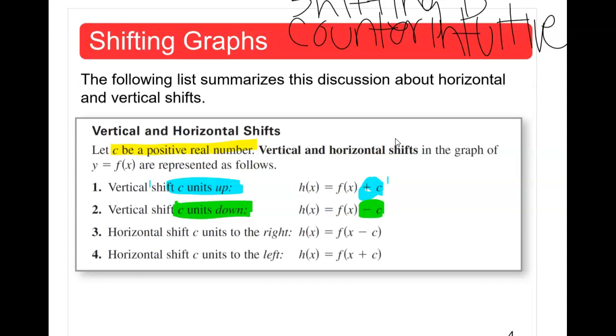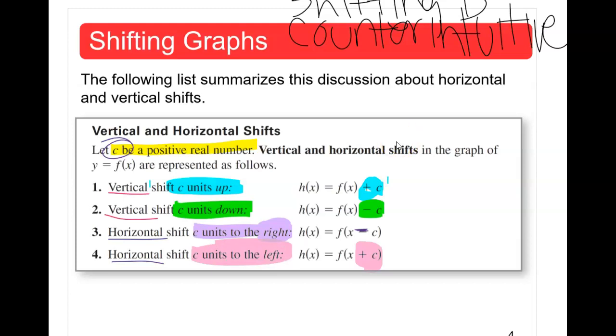Now for horizontal shifting, it is counterintuitive for both. So if we see, again, c is just a positive real number. So if we have a minus of that positive real number, we are actually going to move to the right, those many units, c units. And if we have a plus that positive constant, we're going to move to the left.